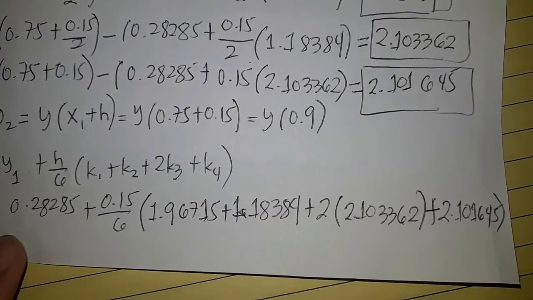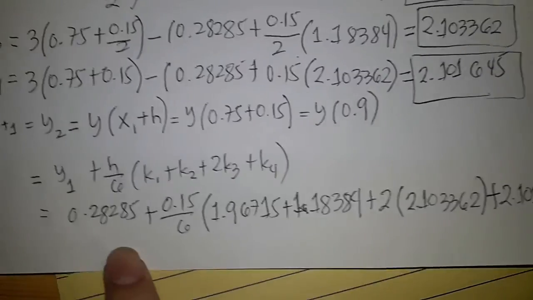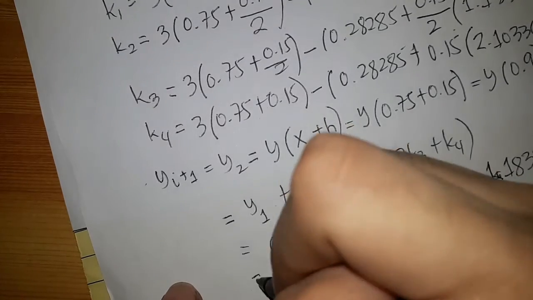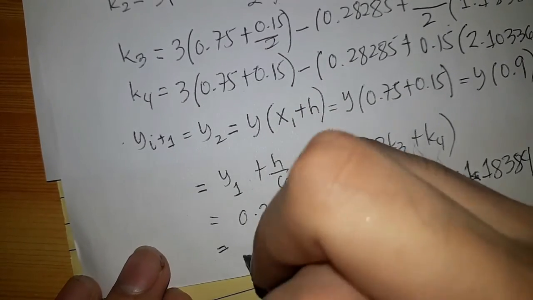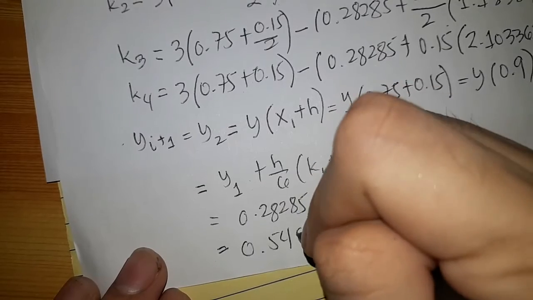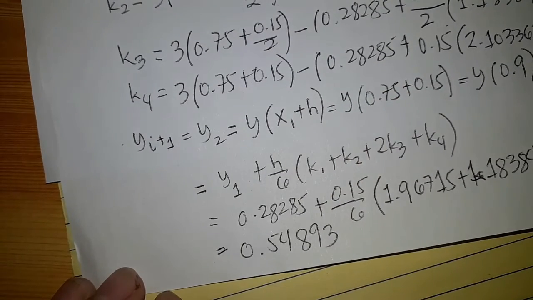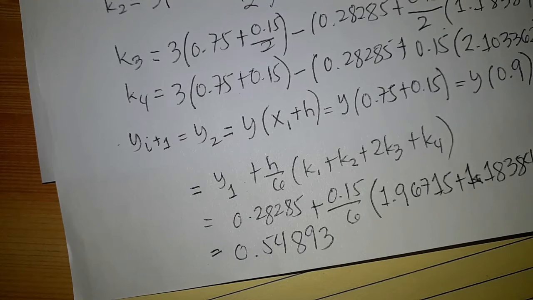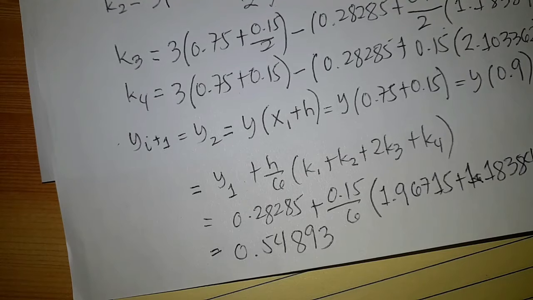So if we input this on the calculator, the value of y sub 2 is 0.54893. If you look at the choices for question 2, the correct answer is letter B, which is 0.58, or rather 0.54893. So that's it for question 2.